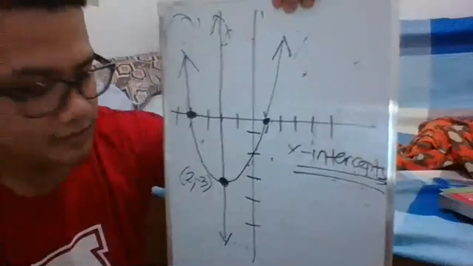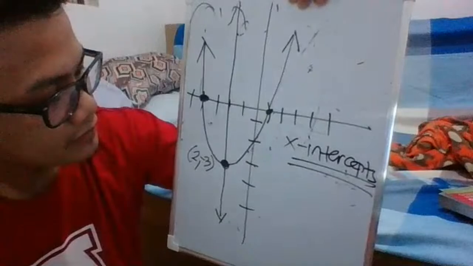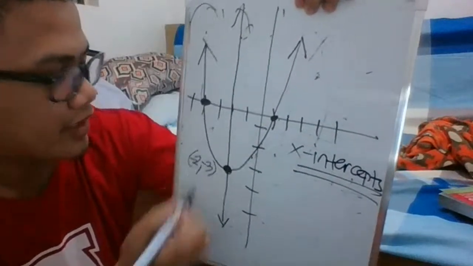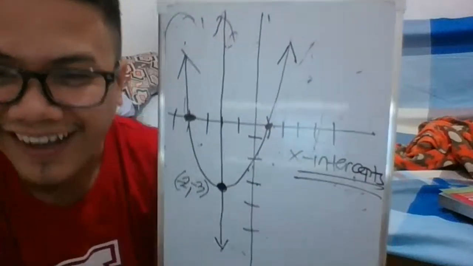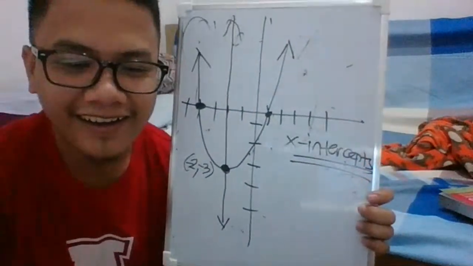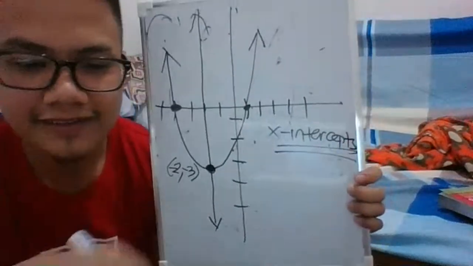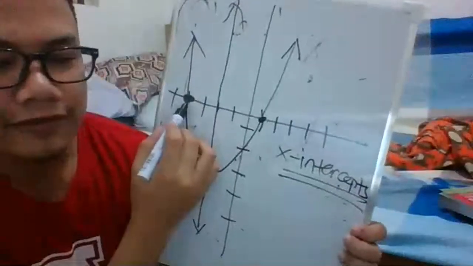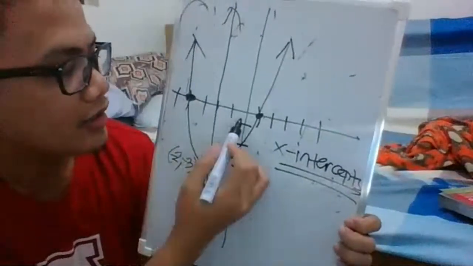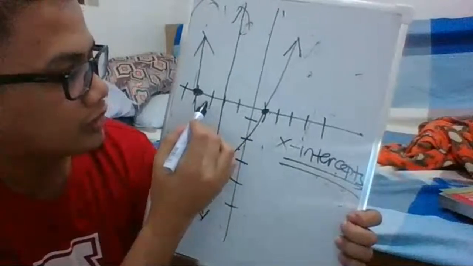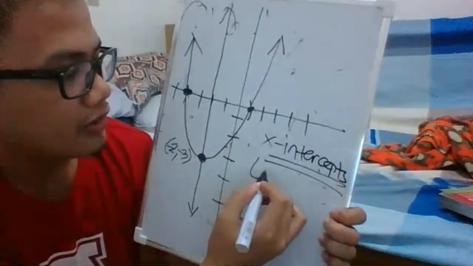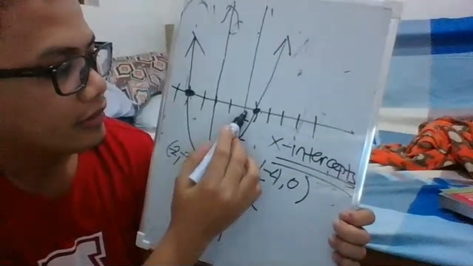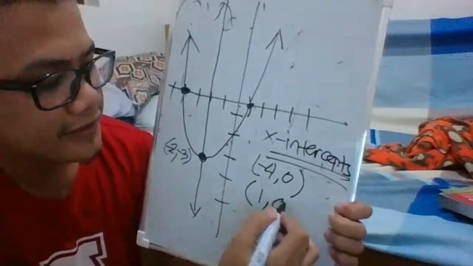Next. Okay. Oh yeah, negative 2 pala. Thank you, Sangil. So therefore, the x-intercepts are 1, 2, 3, 4. Negative 4, 0, at saka 1, 0.